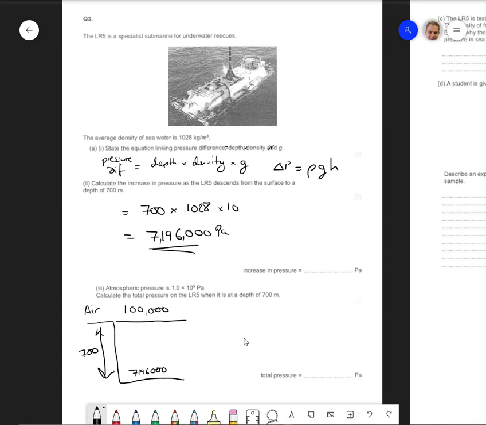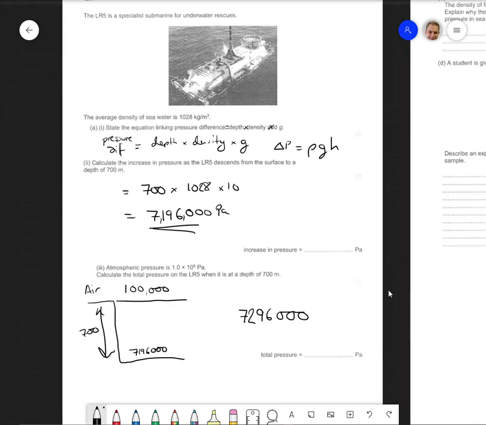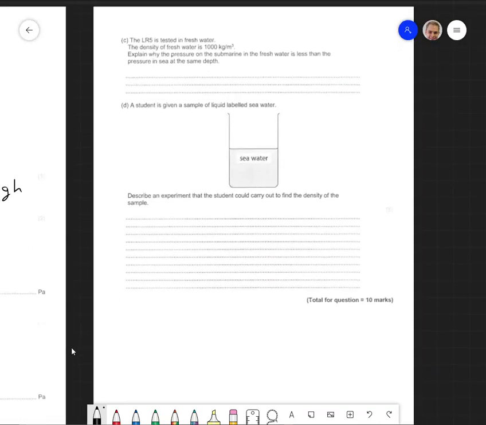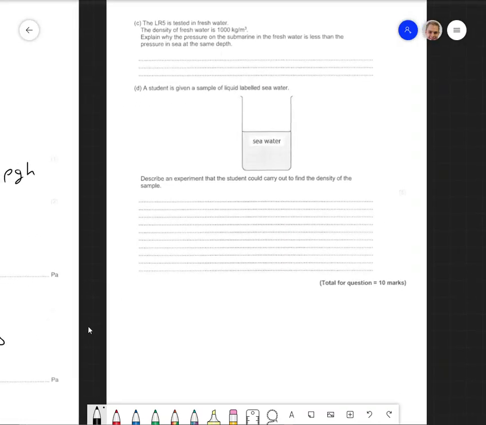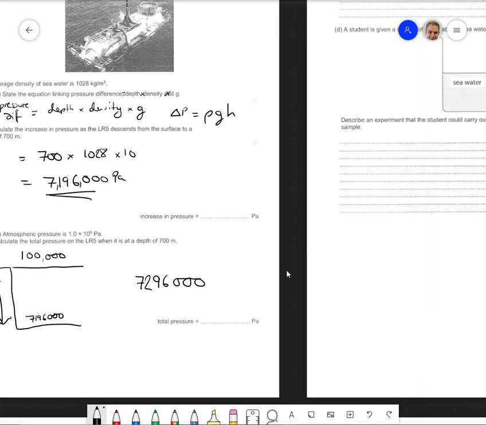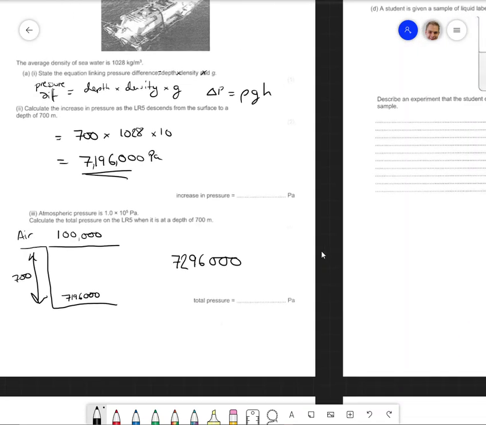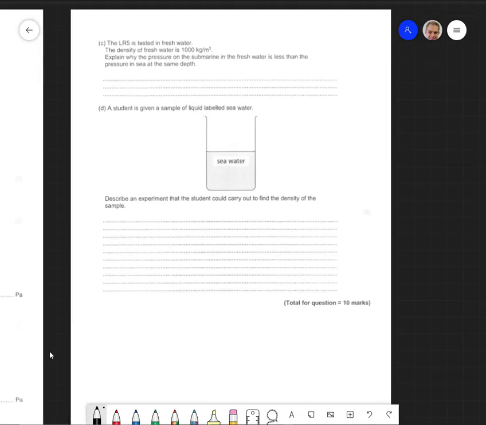So you add the two, and so you end up with 7,296,000. So it's just adding that one there. This is a 1 mark question. It's just literally for working that out.